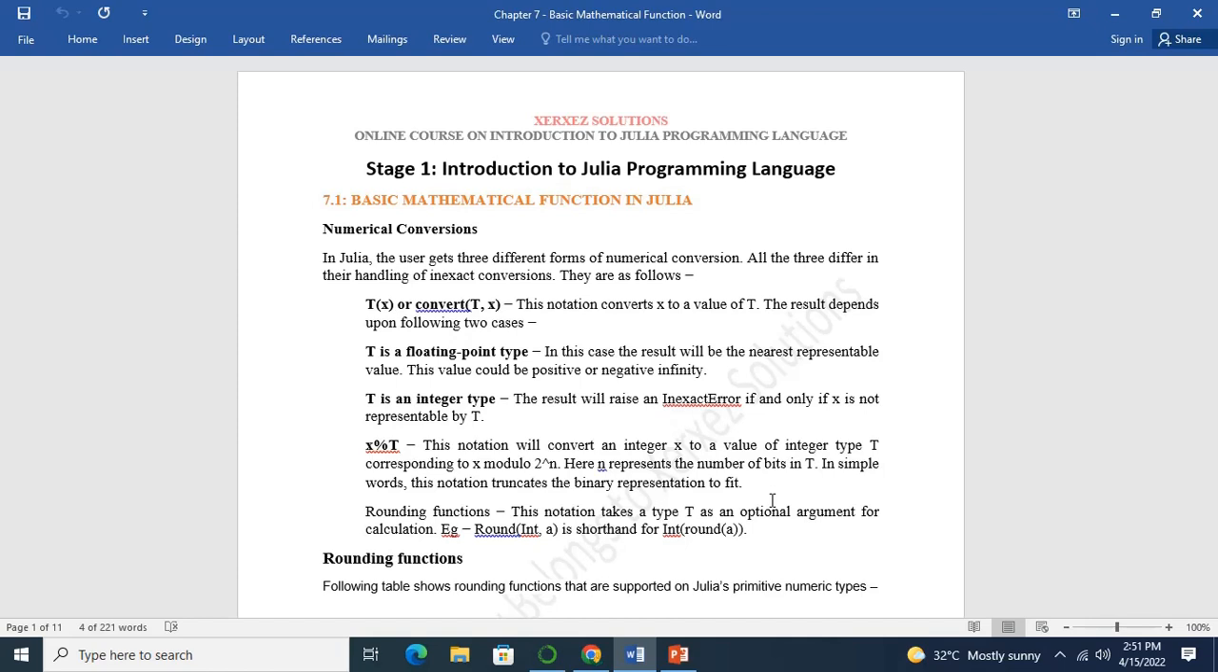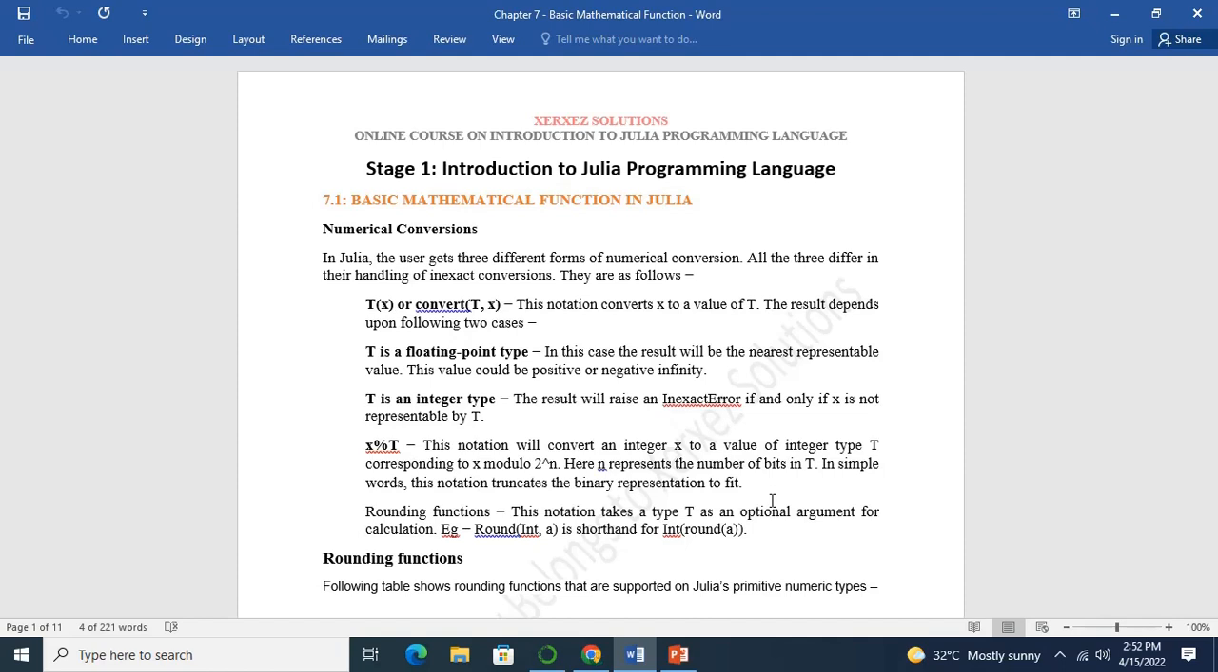In Julia, the user gets three different forms of numerical conversion. All three differ in their handling of inexact conversions. Suppose you have a function T(x), or let's say you have convert(T, x). This notation converts x to a value of type T. The result depends upon the following two cases. Either T is a floating point type, in which case the result will be the nearest representable value. This value could be positive or negative infinity.